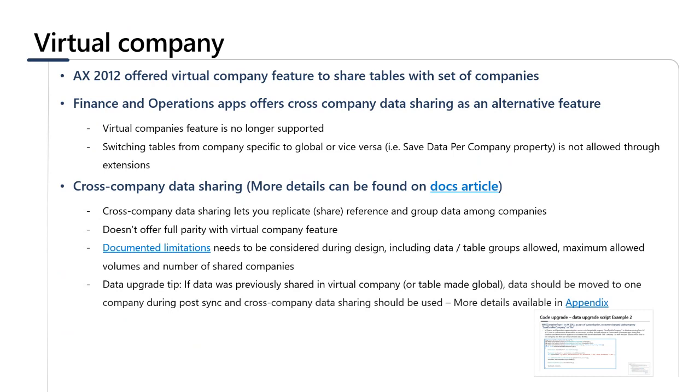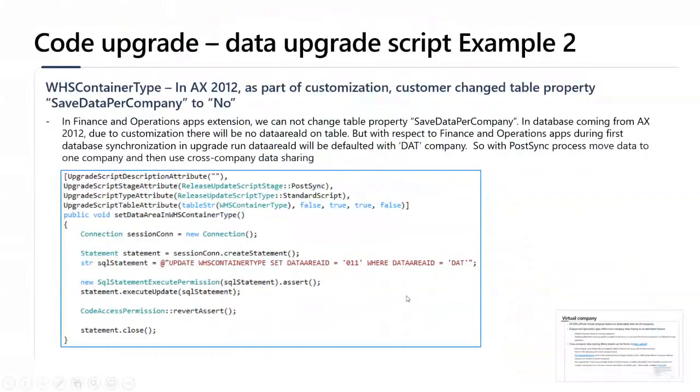And also, if you are working with a customer who has used virtual companies, or a table that was company specific that they made global, then there is a consideration from a data upgrade script perspective, right? What you need to do is create a data upgrade script that moves the data into a specific company before you can configure the cross-company data sharing. When you get the slides, you will see this. We are also sharing an appendix with a sample script that helps you to go through that.